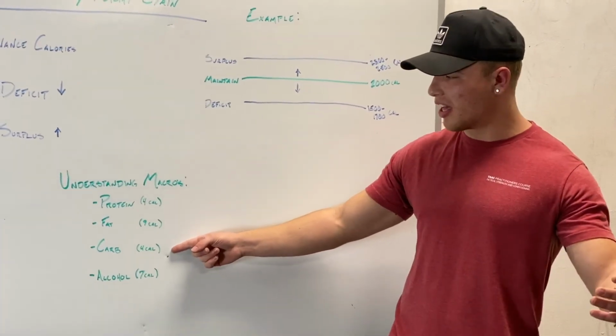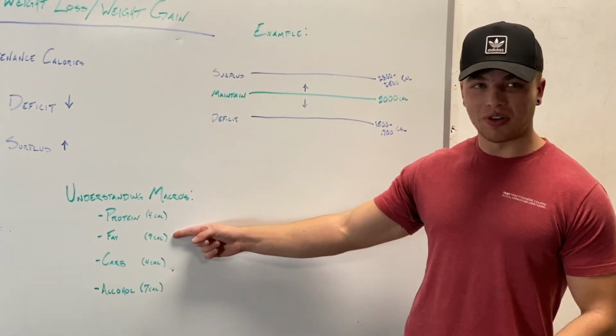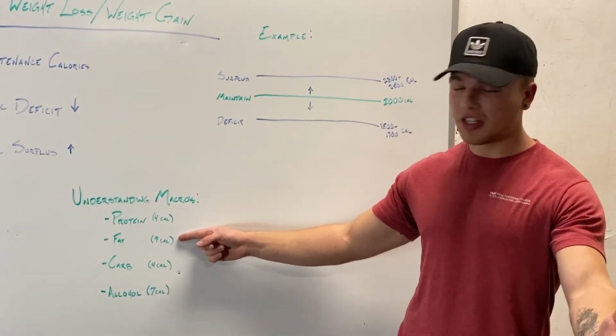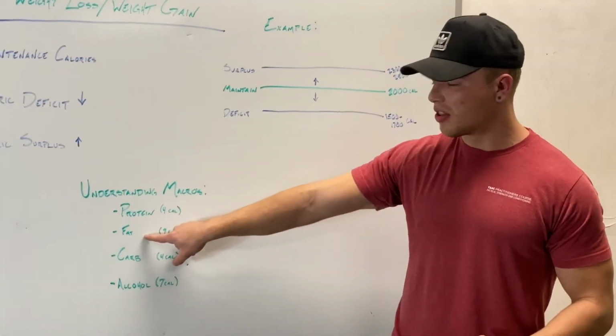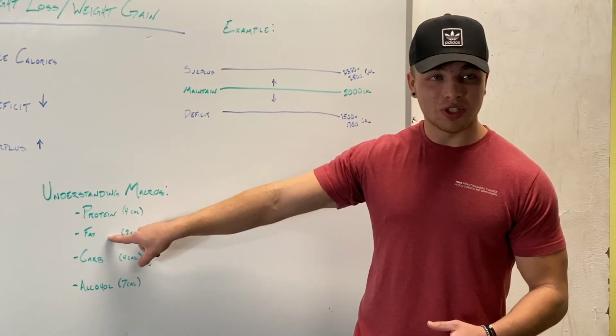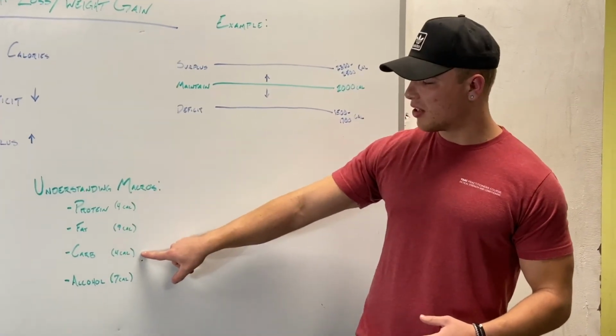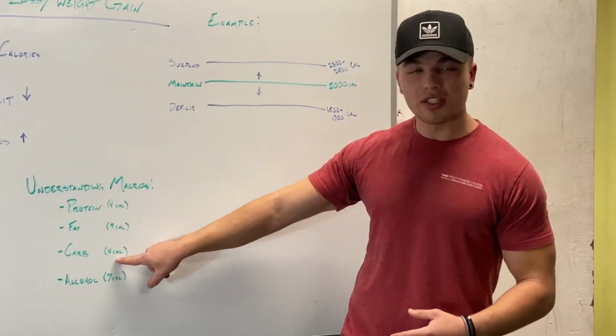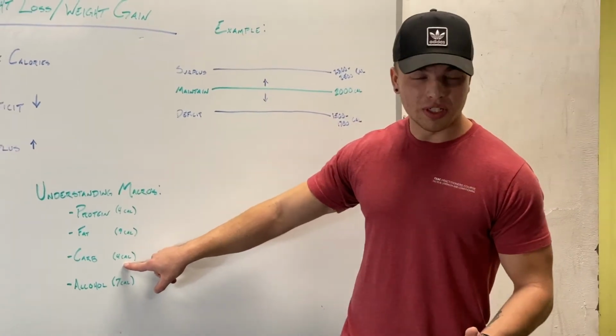So how do we calculate that? Fats are 9 calories per gram, so we do 750 divided by 9. That gives us the amount of fat we need to consume in grams. And then same thing, 750 divided by 4 calories gives us the amount of carbohydrates we need to consume.